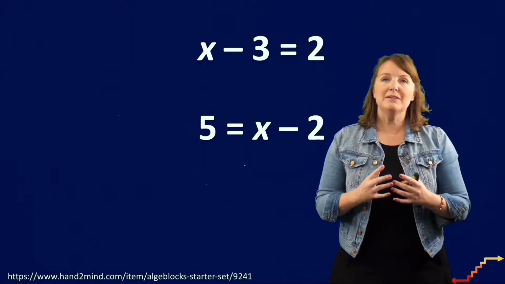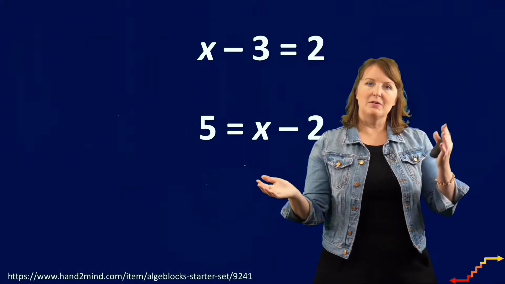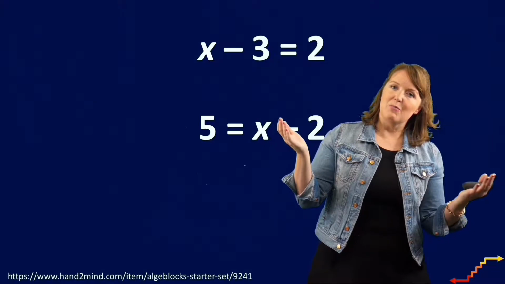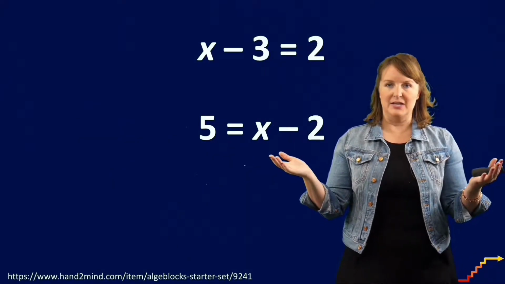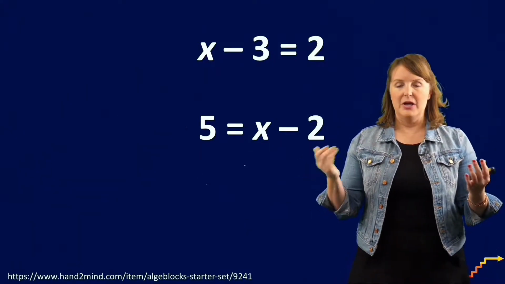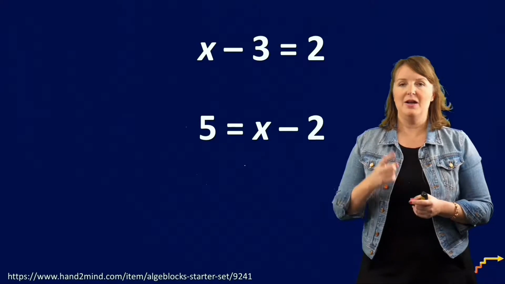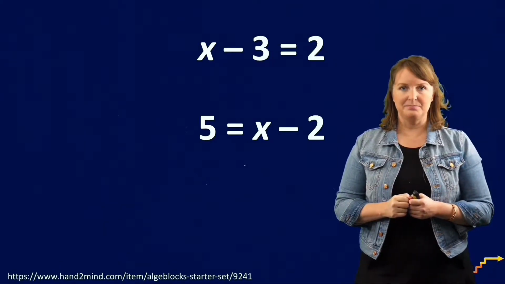We're also going to really emphasize what happens when we have this symbol right here, the equal sign. Whenever we do one thing to one side of the equal sign, we have to do that same thing to the other side of the equal sign. We really need to emphasize the equal sign as a balance. So let's look over at our document camera of how we can solve these two equations using our Algeblocks.